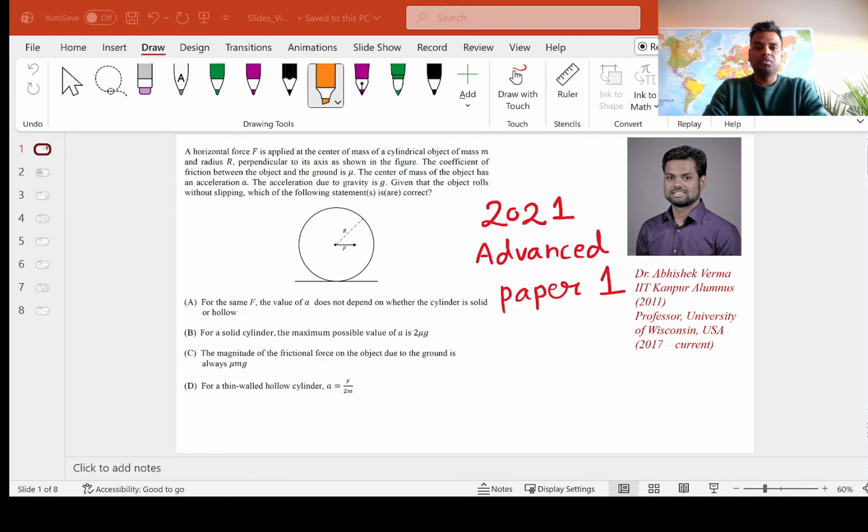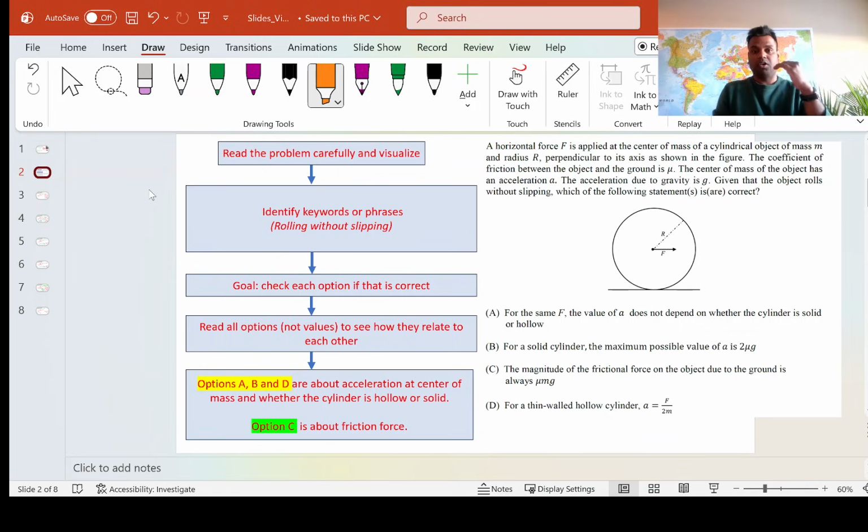In this video, we will work on this problem. This is from 2021 Advanced Paper 1. So let us look at the thought process. Read the problem carefully and visualize what is happening.